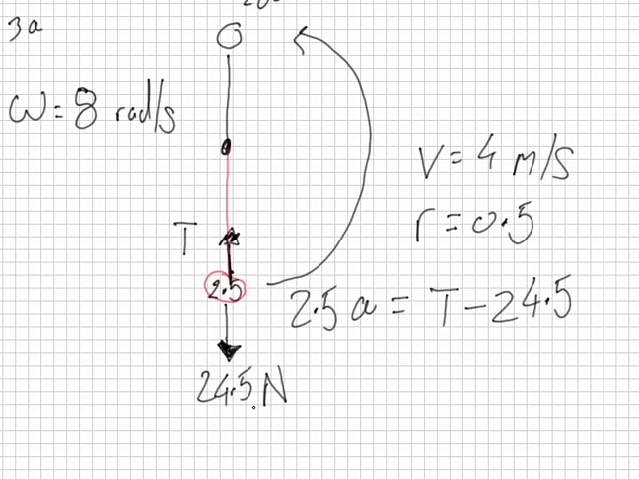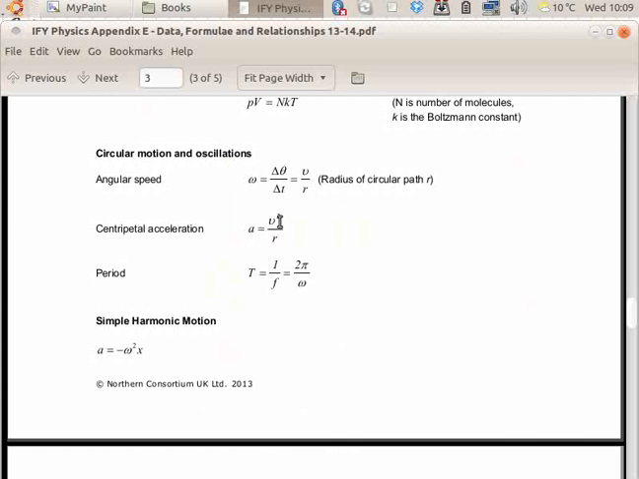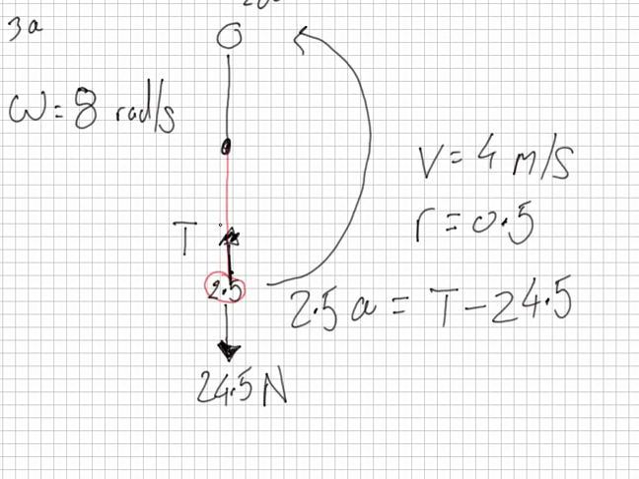Now, do we have a formula for the A when something is traveling in a circle? We do. If I go to the formula book, you can see A is V squared over R. So A is V squared over R, which is 32. I'll make a little note here: these ones I got from the formula book, but these ones here I was given.